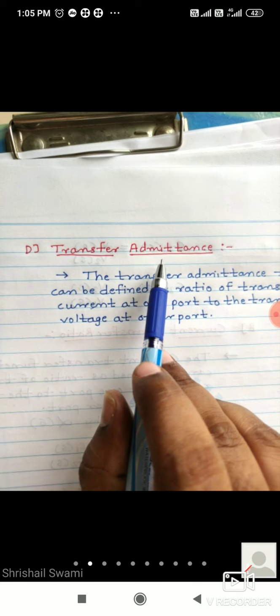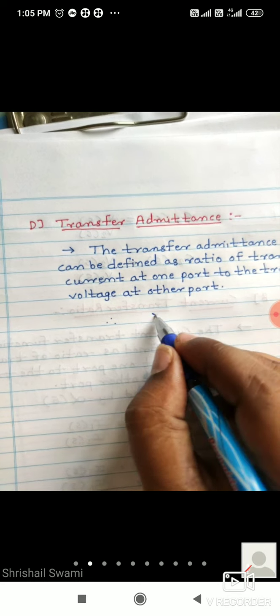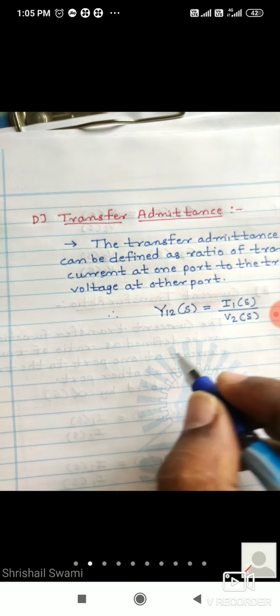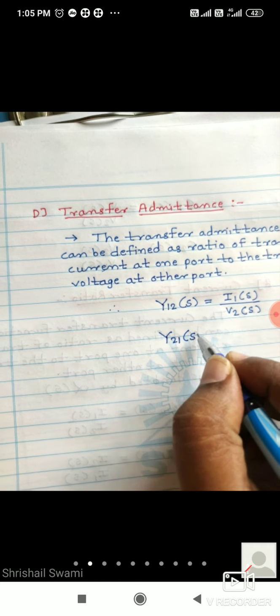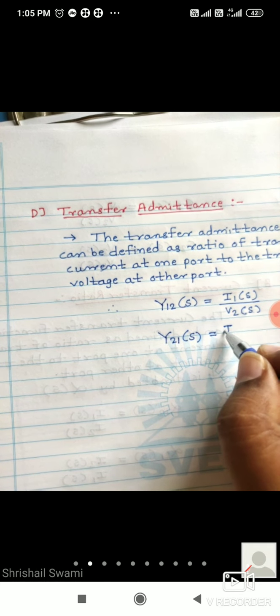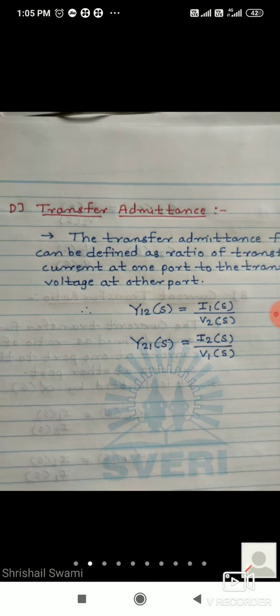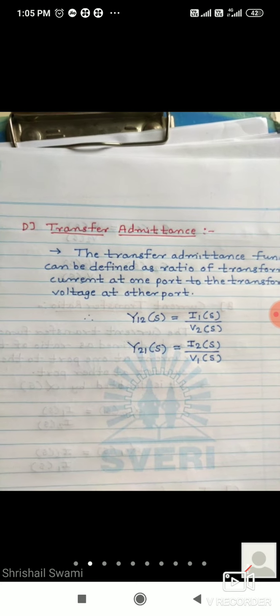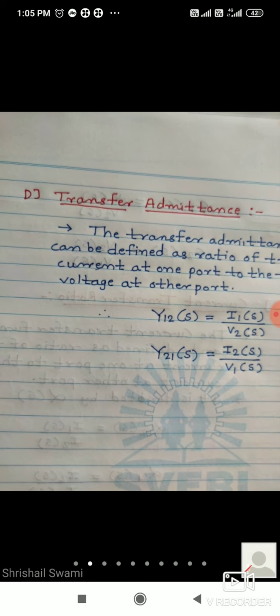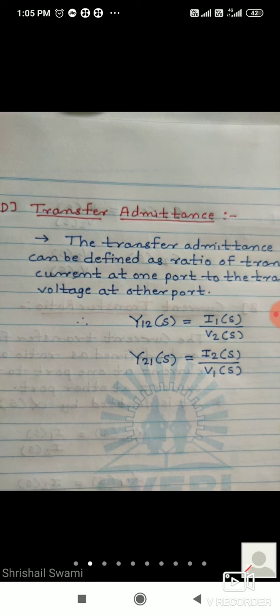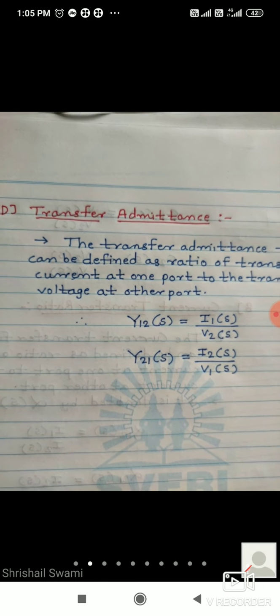Okay, so as it is admittance, it is denoted by as usual Y. Okay, so equations are Y12 of S is equal to I1 of S divided by V2 of S, and similarly Y21 of S is equal to I2 of S divided by V1 of S. Okay, so these are all called as what? Network functions for two port network. And again there are two types. One is driving point functions and second one is transfer function.